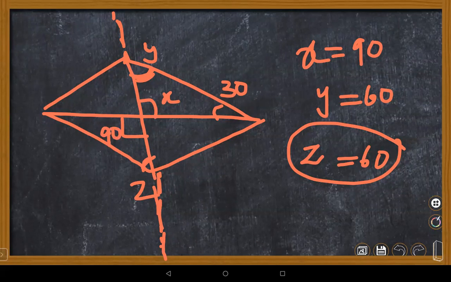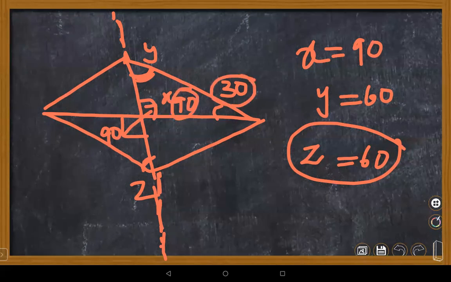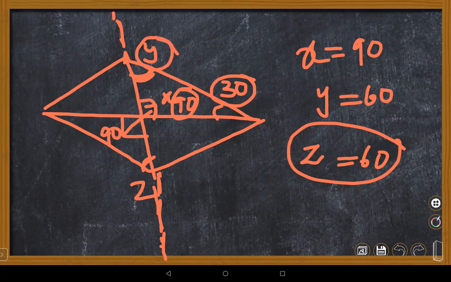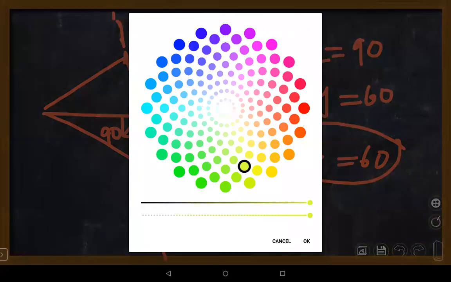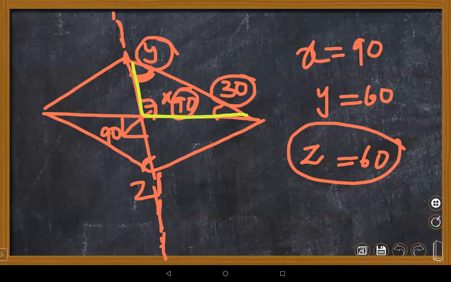Because this is 90, and diagonals bisect each other, so x is also 90. Obviously, you can go with vertically opposite angle, x equal to 90. This one angle is 90, this is 30. What is y? If you take this part as a triangle, we know the angle sum property. 90 plus 30 gives 120. So 120 plus what number gives 180? 60. So y value is 60.